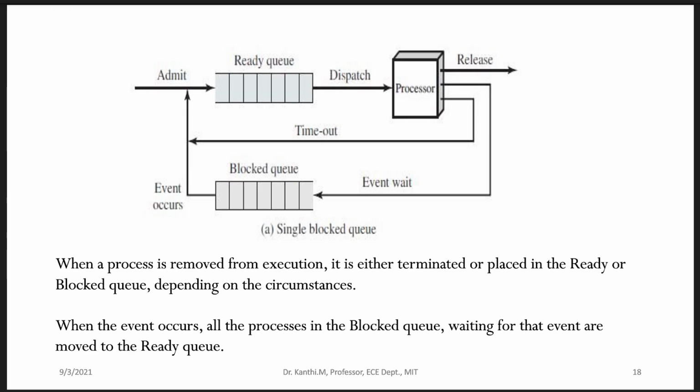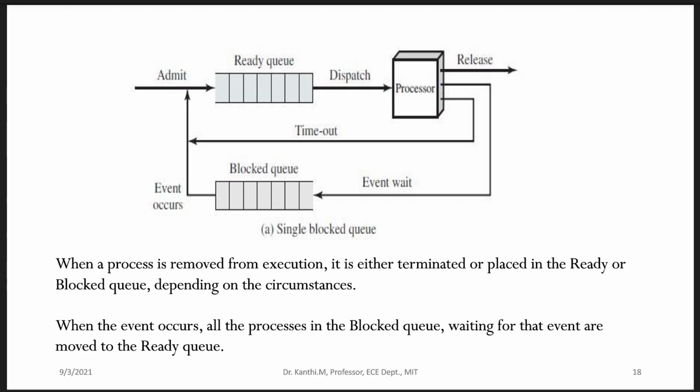Okay. So in a blocking queue, you can see that there are processes. In this example I have given only three. Suppose there are more processes. Whichever processes are waiting for an event are loaded in the blocked queue, and if the event they are waiting for occurs, they will come back to the ready queue, right? It will come back to the ready queue.